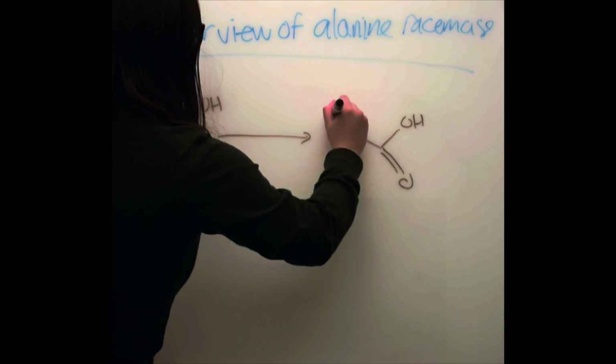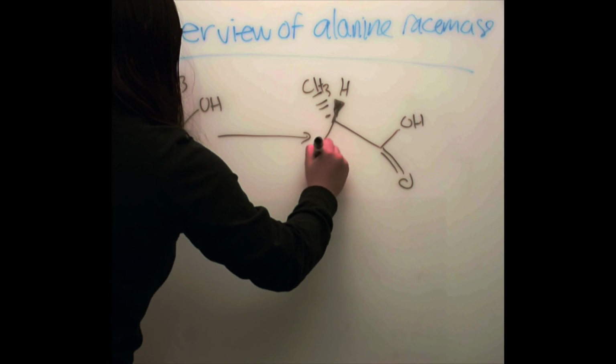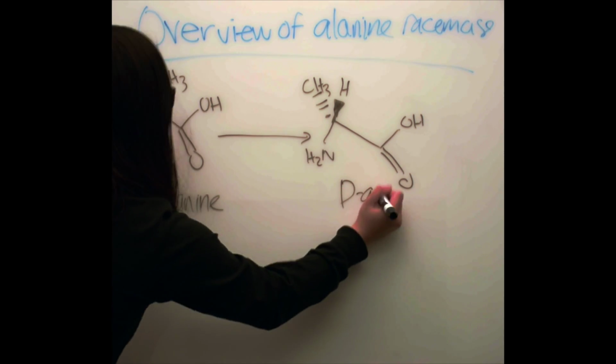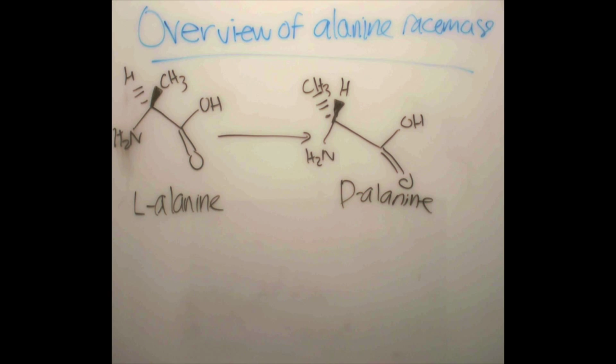This enzyme belongs to the family of isomerases, which rearranges a molecule's structure. Racemase, in particular, alters the chirality of a given molecule, in this case, alanine.